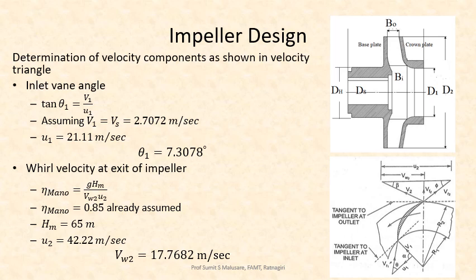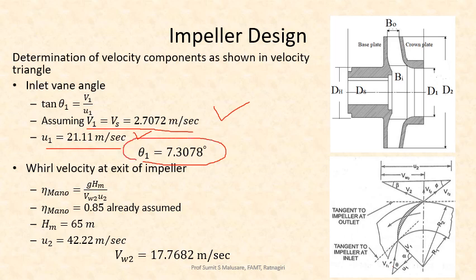Now next one, determination of velocity components by using the velocity triangle. The inlet vane angle theta 1, that I have to find out. So tan of theta 1 is equal to v1 upon u1. Now v1 is equal to the velocity of the liquid in the suction pipe, that is equal to 2.7072 meters per second, and u1 we already have from the previous page, that is 21.11 meters per second. So finally I'll get the value of theta 1 is equal to 7.307 degrees.